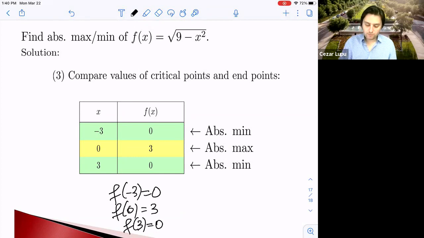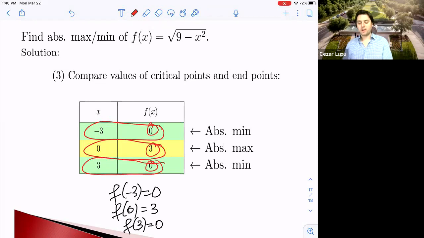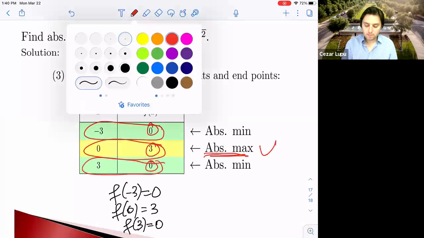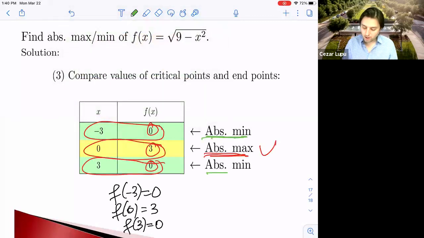Wow. You have 2 values here. So we have this 3 is the largest, and this 0, both of them are the lowest. So we have an absolute max, right? But we also have 2 absolute mins. This guy and this guy. Wow. You see, the situation will be a little bit different if we don't restrict our function to a certain interval, right? If we just leave it on the entire domain of definition.